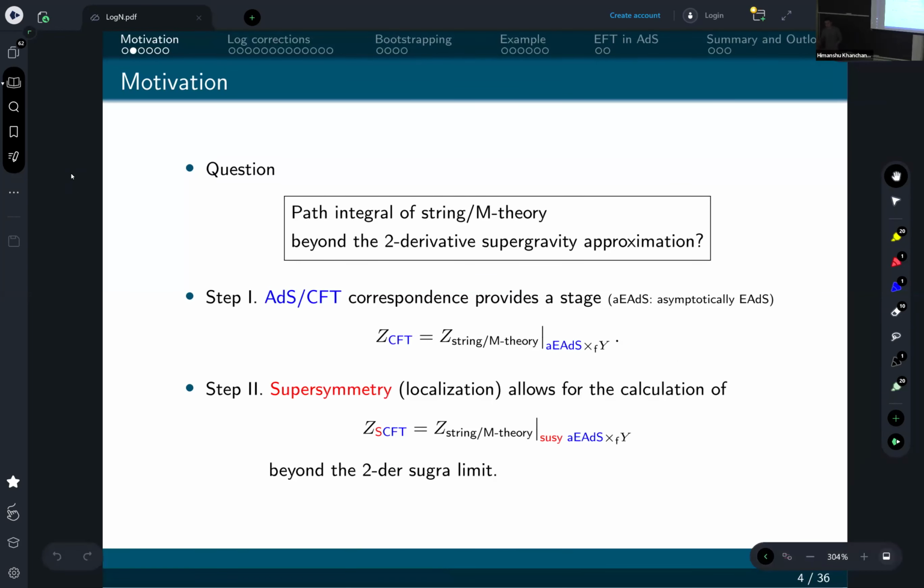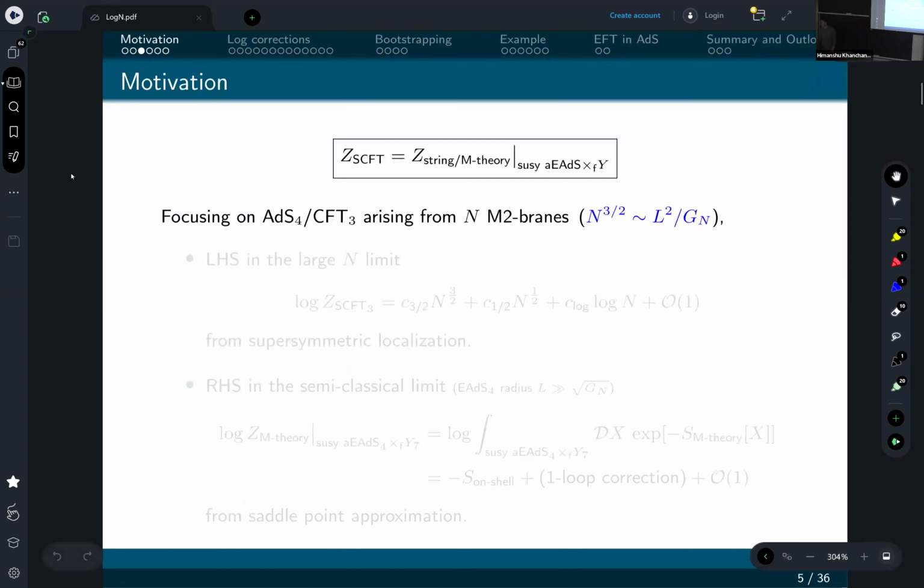And if you have a certain amount of supersymmetry, you can even try to use supersymmetric localization to explicitly compute this left-hand side CFT partition function, and then use it to explore the string/M theory path integral beyond the two-derivative supergravity limit. But this is a very general framework, and today let me focus on specific examples of duality: AdS4/CFT3 correspondence arising from N stack of M2 branes.